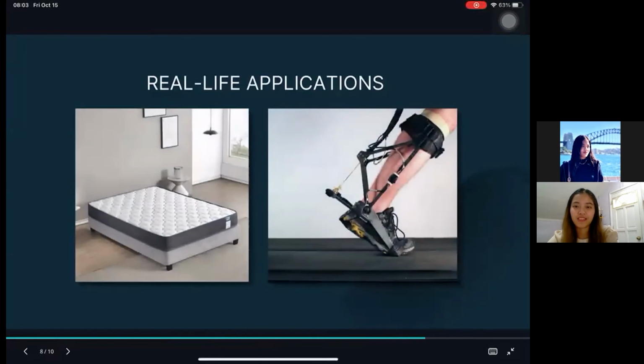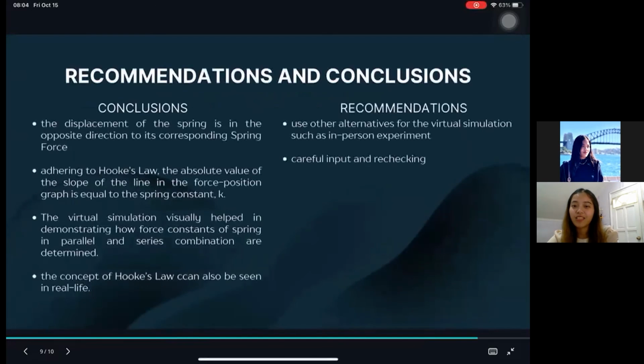Beyond an experimental setup, Hooke's law can be seen in different real-life applications, such as in mattress spring beds and in innovations like the lower limb exoskeleton for human walking, where both use springs to ensure safety and comfortability. Taking all of that into account, here are the conclusions at the end of the experiment.